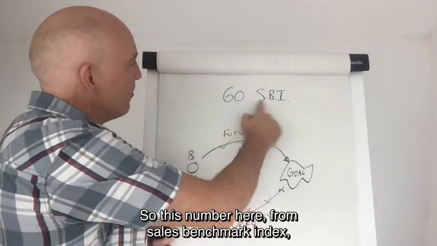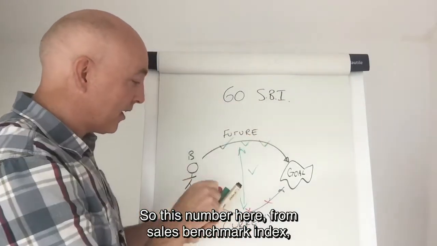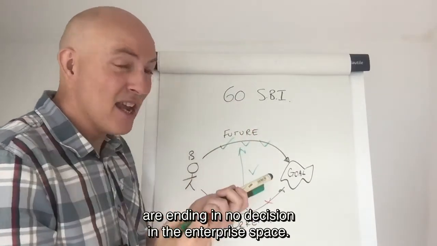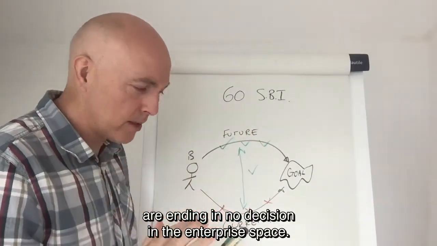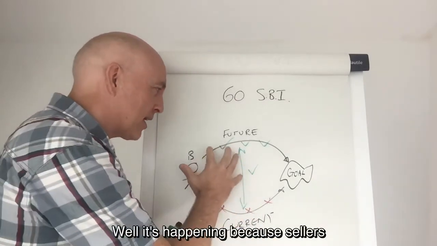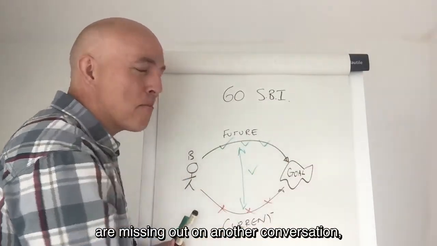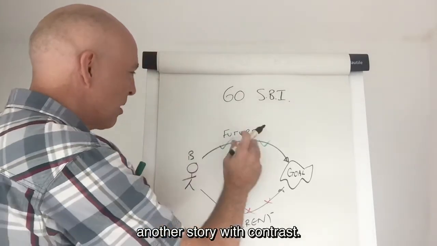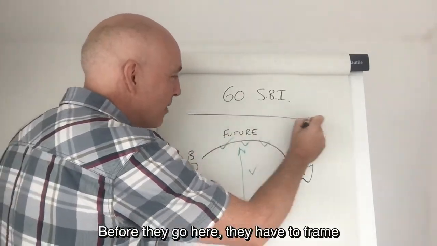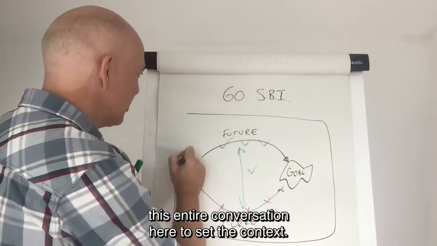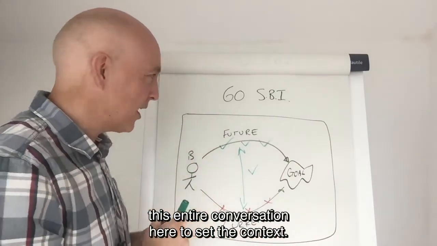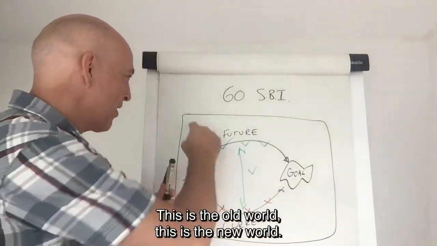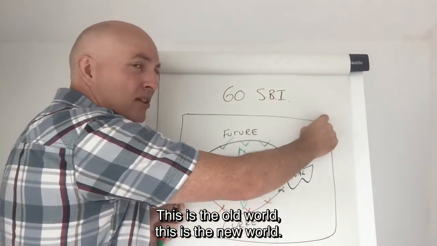So this number here from Sales Benchmark Index, what they established is that most of the deals today are ending in no decision in the enterprise space. Why is that happening? Well, it's happening because sellers are missing out on another conversation, another story with contrast. Before they go here, they have to frame this entire conversation here to set the context. This story of contrast is about how the world has changed. This is the old world, this is the new world.